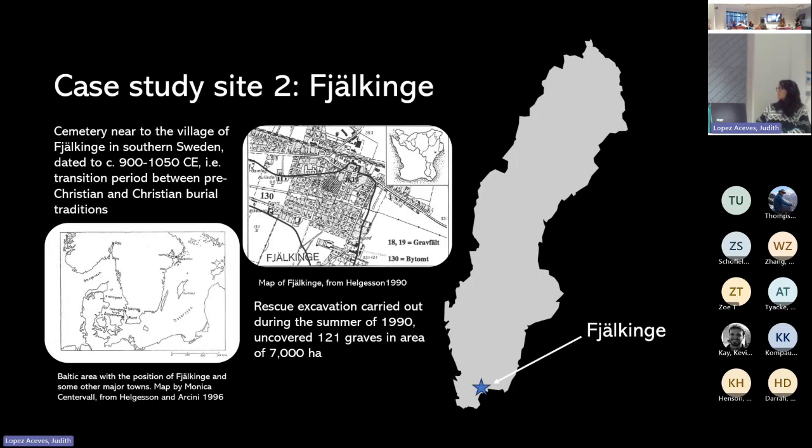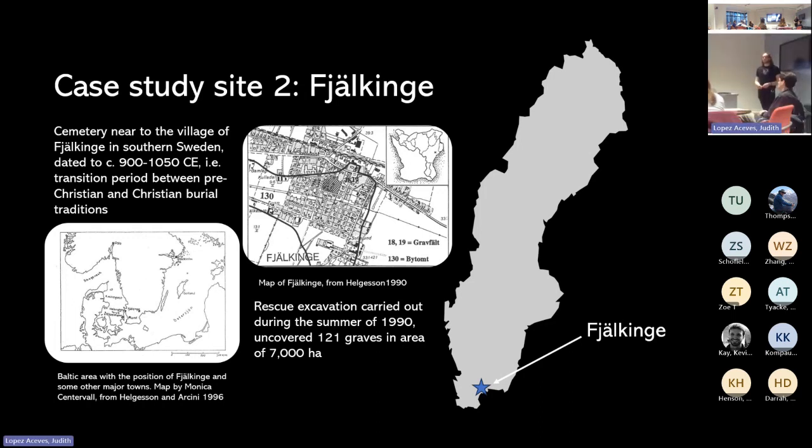This brings us on to the second case study site, which is Fjälkinga. Fjälkinga is right down here in Skåne, in the south of Sweden. It's dated to 900 to 1050 CE. So that crosses into the Christianization period. So there's some really interesting transitional burial rites going on.